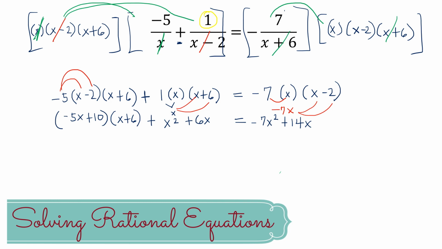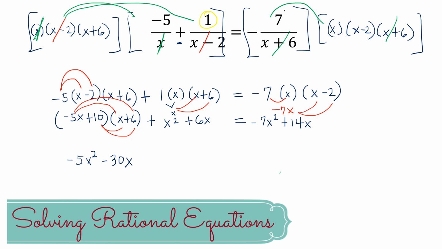Next, this is multiplying a binomial, negative 5x plus 10, by another binomial, x plus 6. So distribute negative 5x to x and to 6, and then distribute 10 to x and to 6. Okay, negative 5 first. Negative 5x times x is negative 5x squared. Negative 5x times 6 is negative 30x.